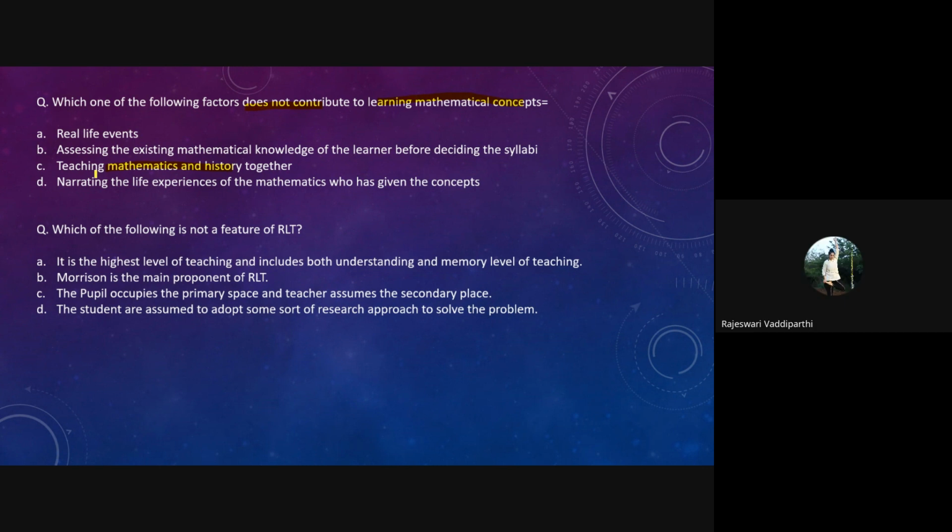I didn't get your question, ma'am. My question is that you are going with option D. So if you are going with option D, it means that option C is contributing to learning mathematical concepts, and option C is teaching mathematics and history together. So if it is contributing, now tell me how it will contribute. Because you are going with option D, it means that C will contribute. So my question is how it will contribute.